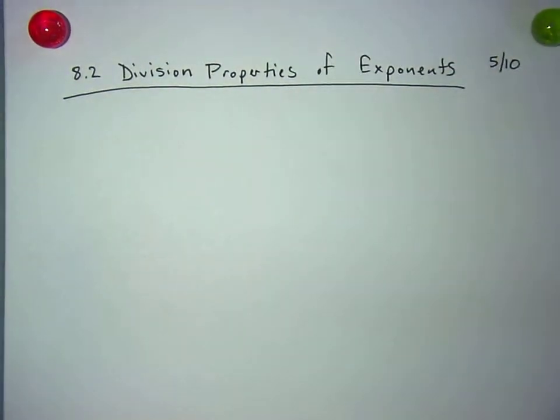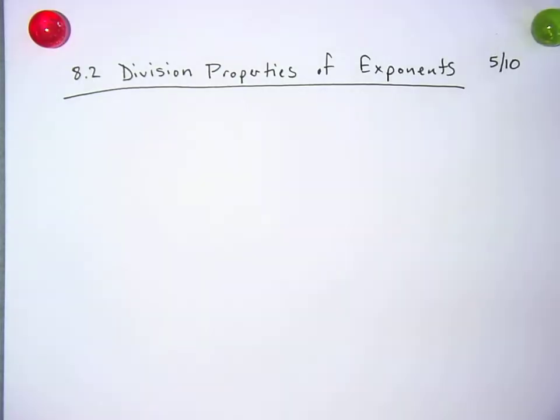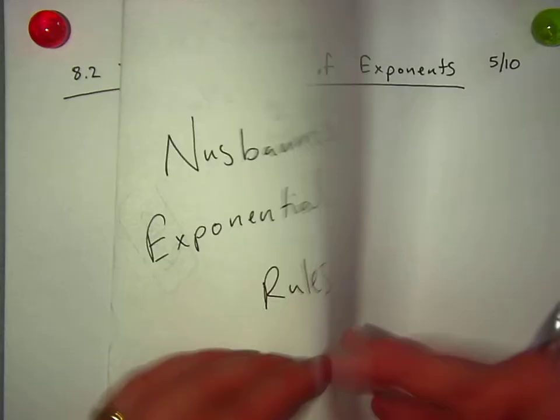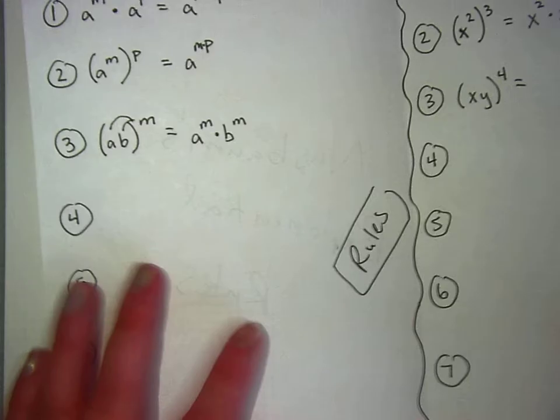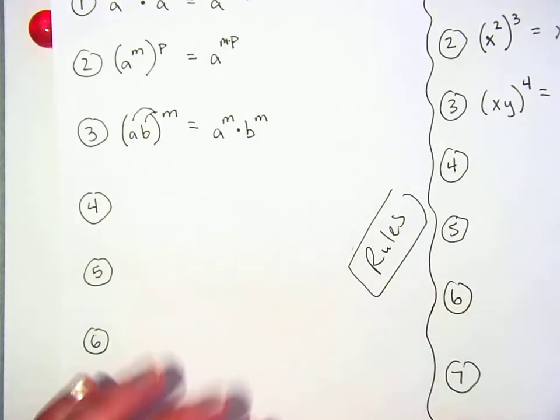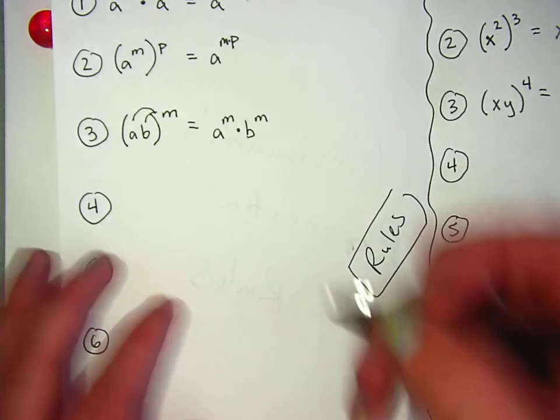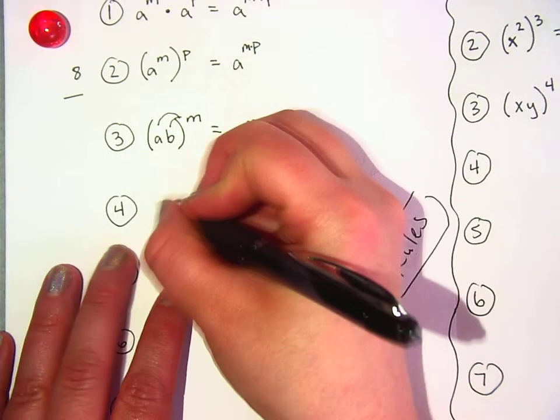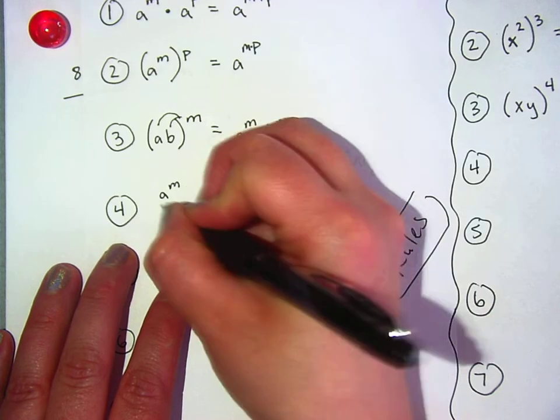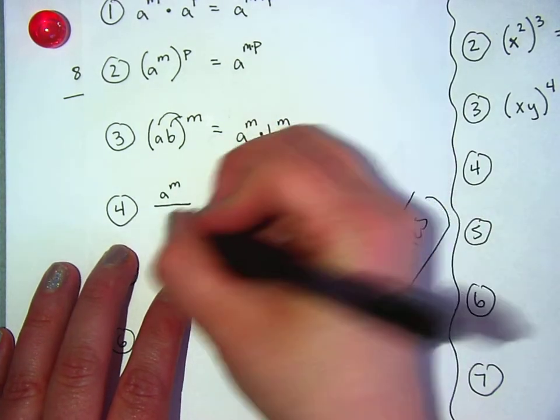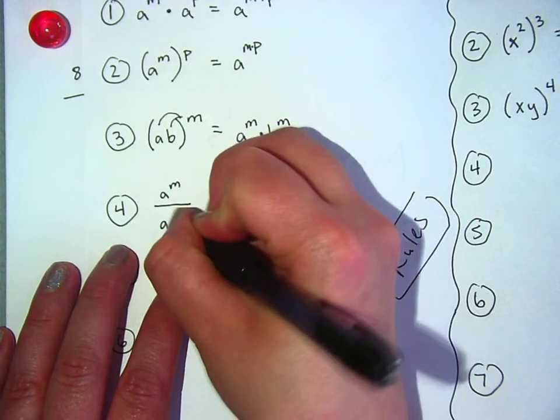Okay. So, we're going to start by taking out your exponential rules. We're going to do rule number 4. All right. A to the m divided by a to the p.